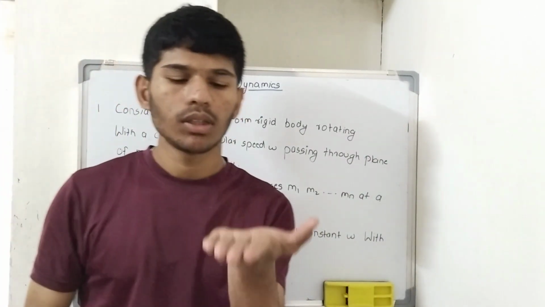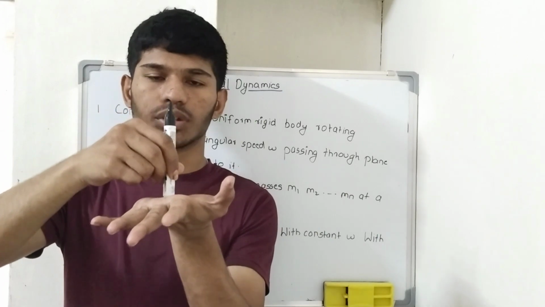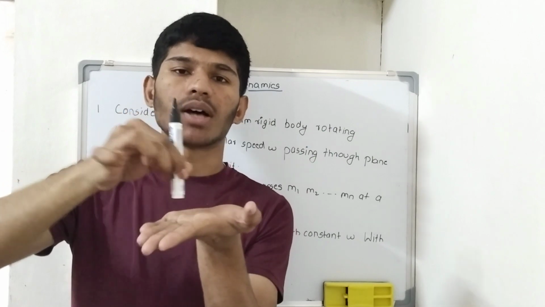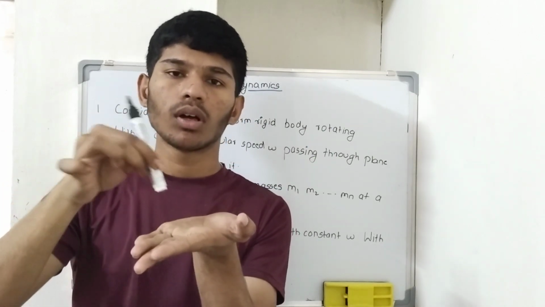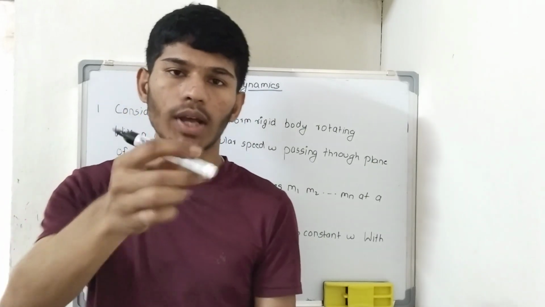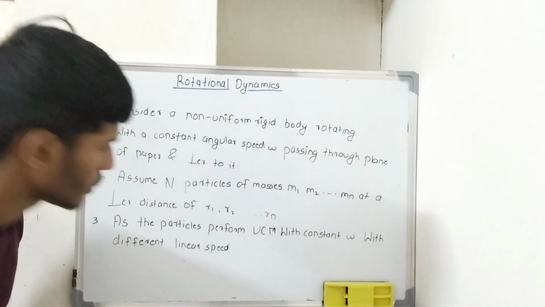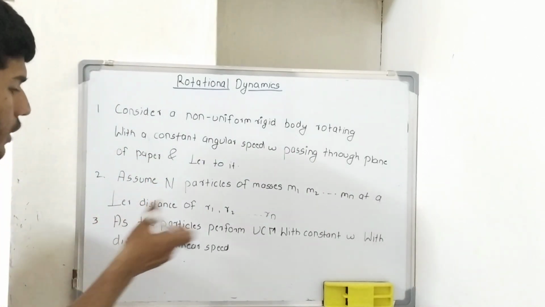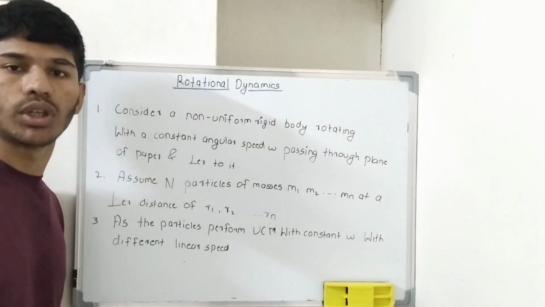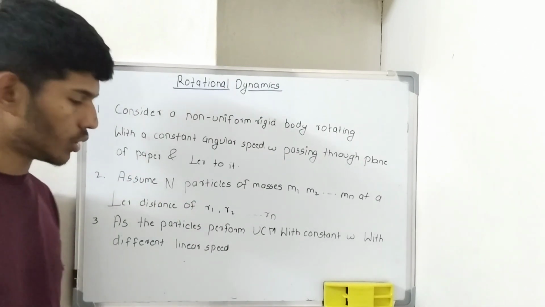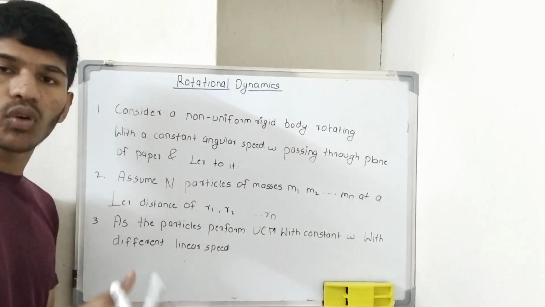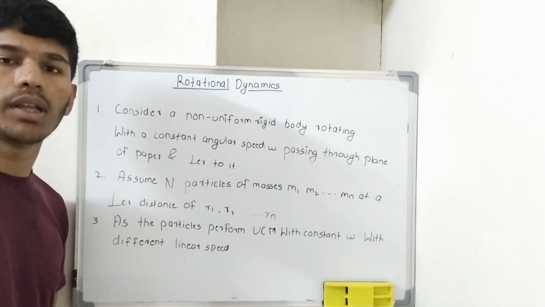For example, this is the plane of the paper and this is the axis of rotation. Around this axis there are n masses at perpendicular distance r, rotating about the axis of rotation. So we have to assume such masses. As the particles perform uniform circular motion, that is with a constant angular speed, we have to assume here different linear speeds, that is different linear velocities.